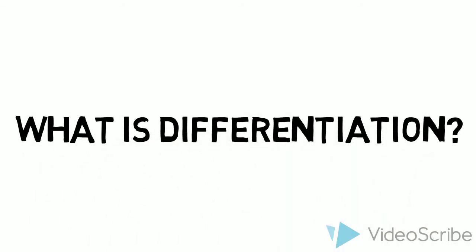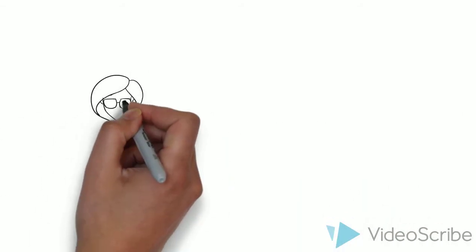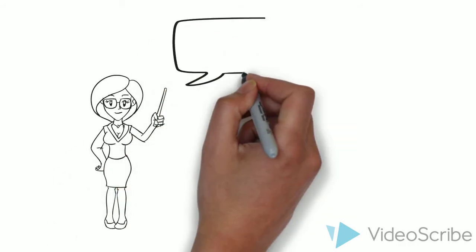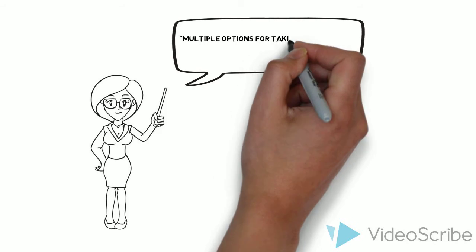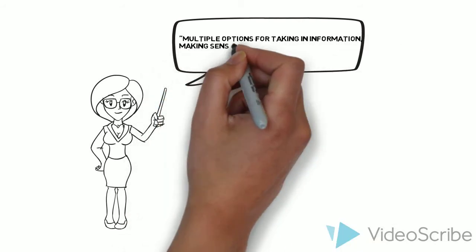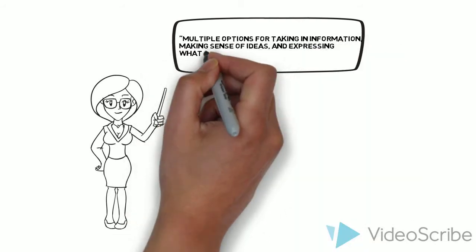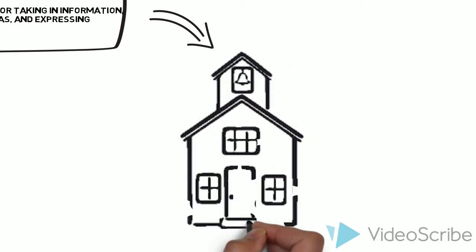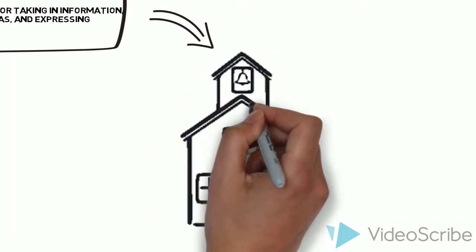What is differentiation? According to education researcher Carol Ann Tomlinson, differentiated instruction is a way of teaching that allows students multiple options for taking in information, making sense of ideas, and expressing what they learn. This idea is not new. Educators have been grappling with how to best teach all students since the era of one-room schoolhouses.